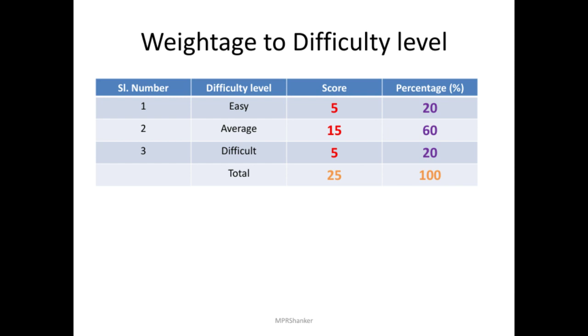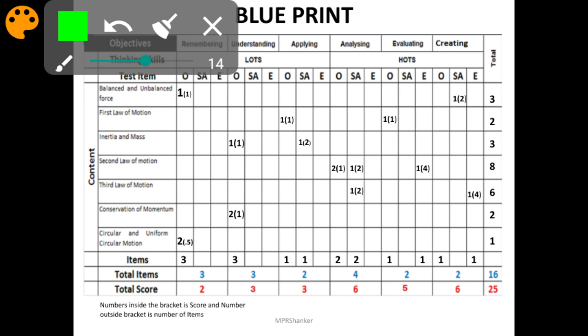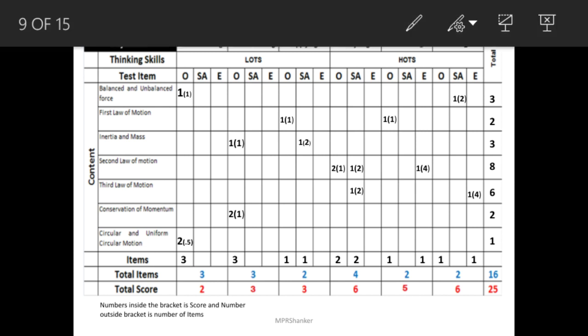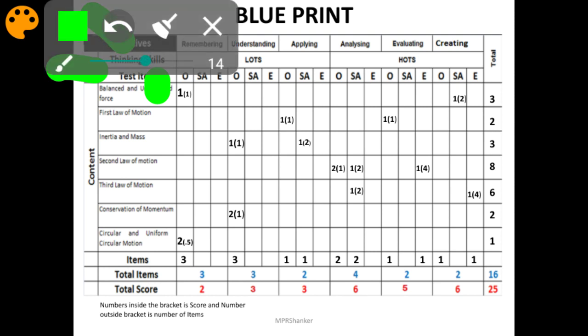Now, after considering all things, we move to the blueprint. Blueprint, as we have already said, is a three-dimensional chart. It gives details about objectives, then thinking skills and test item.